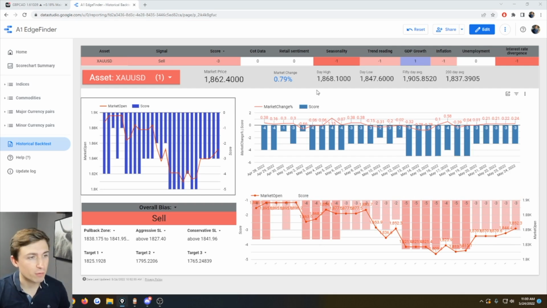By the way, if you already have a copy, feel free to go check it out for yourself using the historical backtest section.